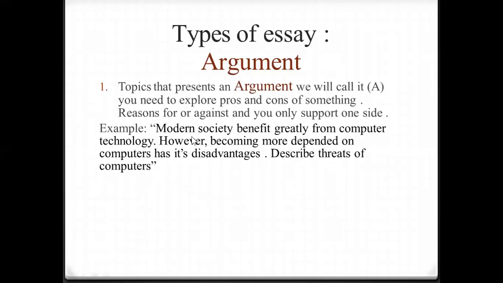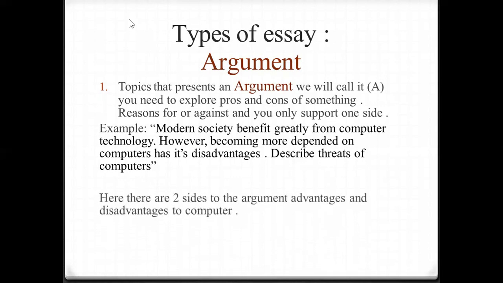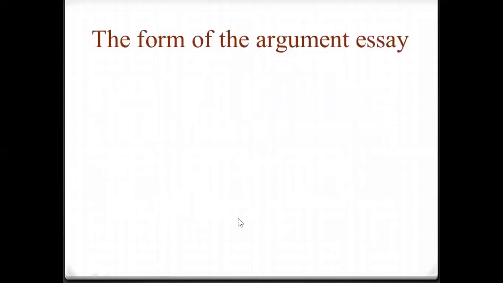So let's say, for example, we have this one. Modern society benefits greatly from computer technology. However, becoming more dependent on computers has its disadvantages. Describe the threats of computers. As you can see here, there are two sides to the argument: advantages and disadvantages of computers.